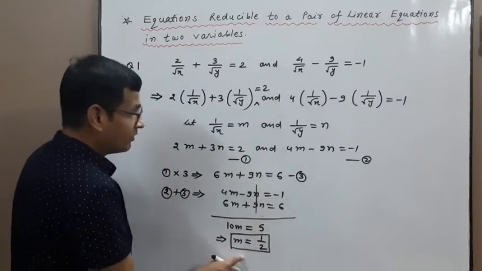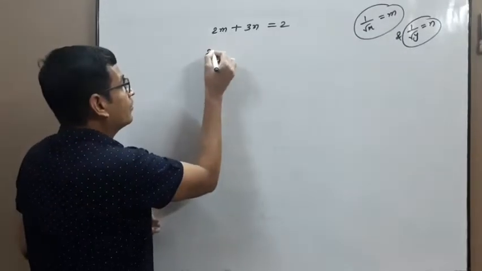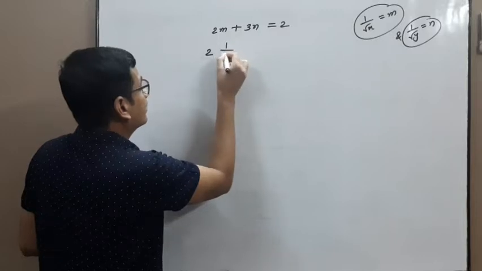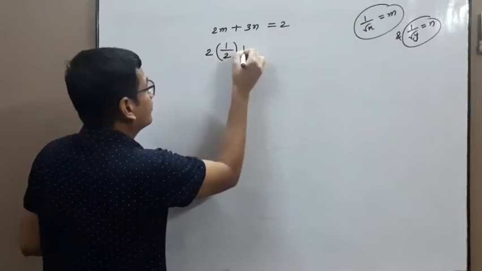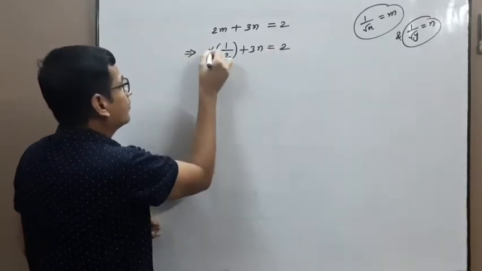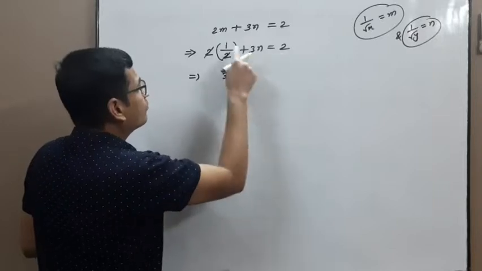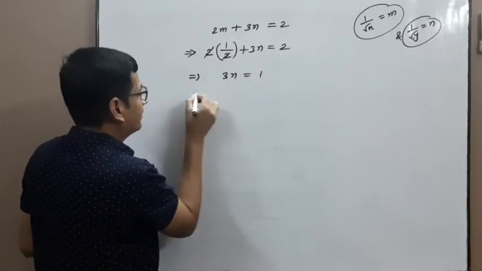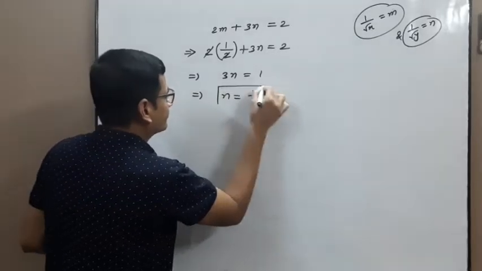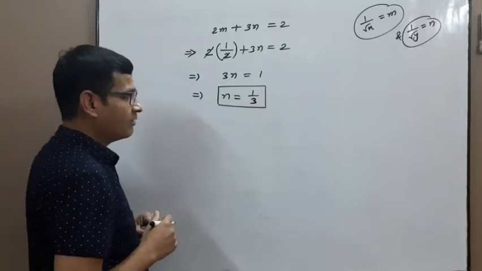Now put m equal to 1 by 2 in equation number 1. 2 into 1 by 2 plus 3n equal to 2. 2 and 2 cancel. So 3n equal to 2 minus 1. So n equal to 1 upon 3. So you get both the values, m equal to 1 by 2 and n equal to 1 by 3.